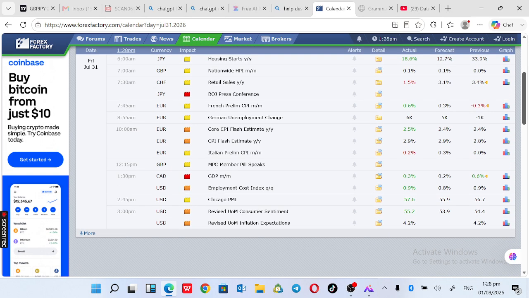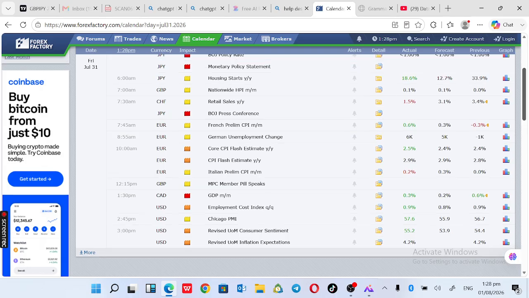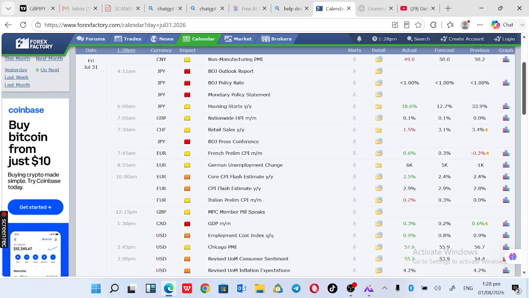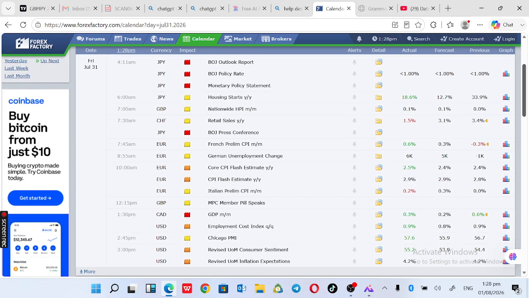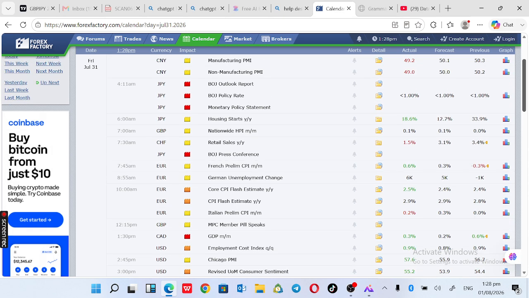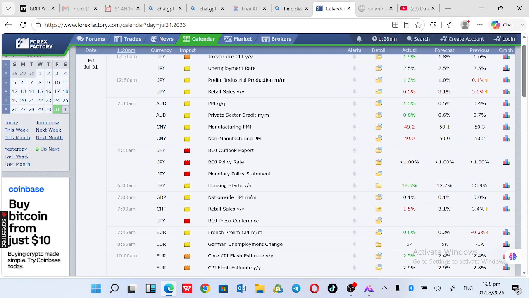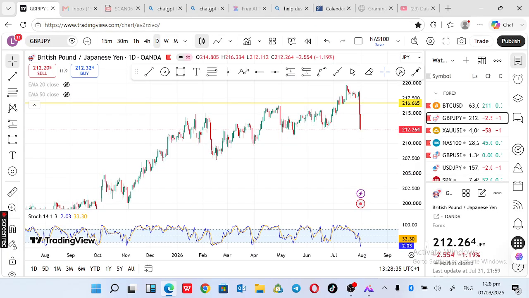So all USD has CPI news, BOJ press, GDP, and well, not really too volatile, but I think that move was just for the end of the month. So it's fine. Then we'll go back to our analysis.